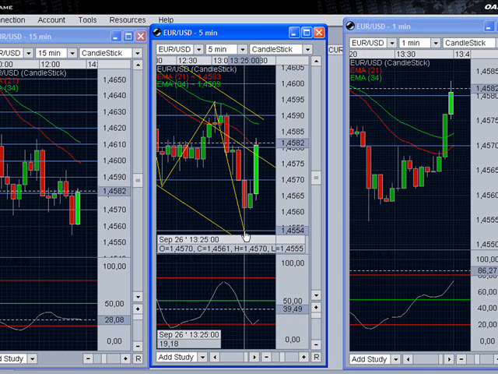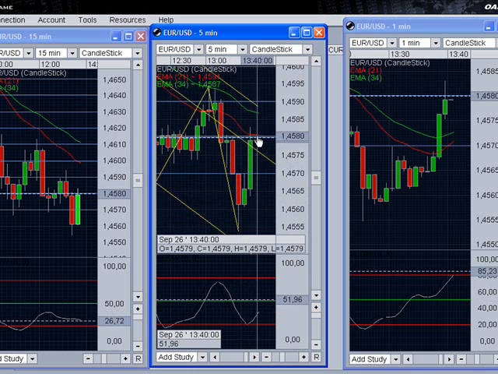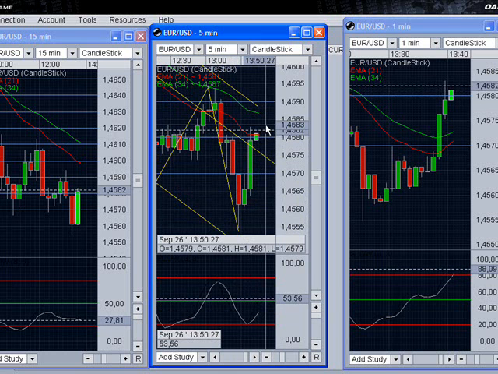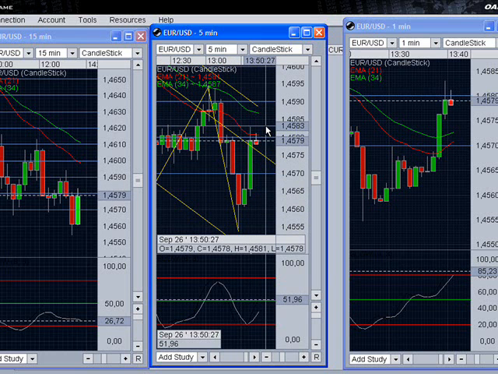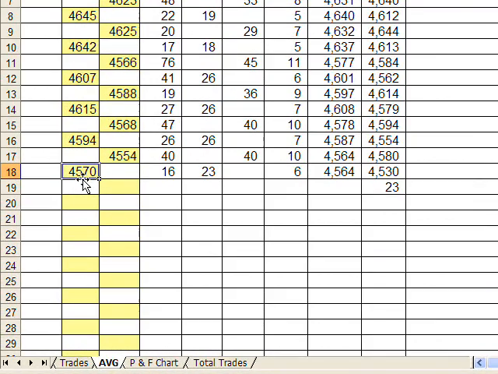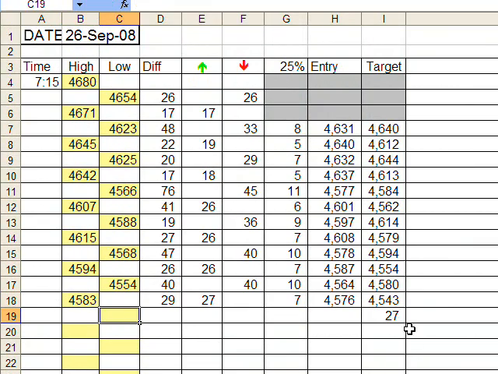I will add this line here, or I don't really need to add it. I will just put this number, the high, 45.83, in my spreadsheet and keep on changing it until it shows weakness so that I can go short. 45.83 is the high for the moment. You see, I keep changing this number, so I don't have to recalculate it every time; it's done automatically.